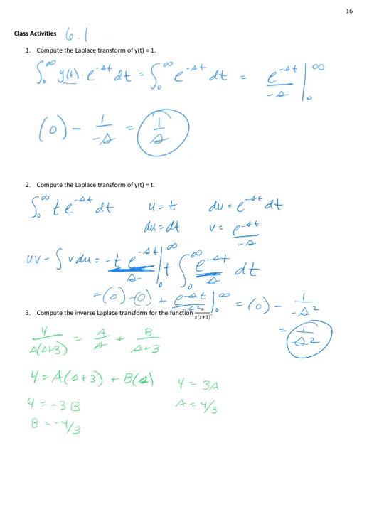So I want to take the inverse Laplace transform of 4 over s times s plus 3. That is the same thing as the inverse Laplace transform of 4/3 over s minus 4/3 over s plus 3, which is 4/3 times the inverse Laplace of 1 over s minus 4/3 times the inverse Laplace of 1 over s plus 3.